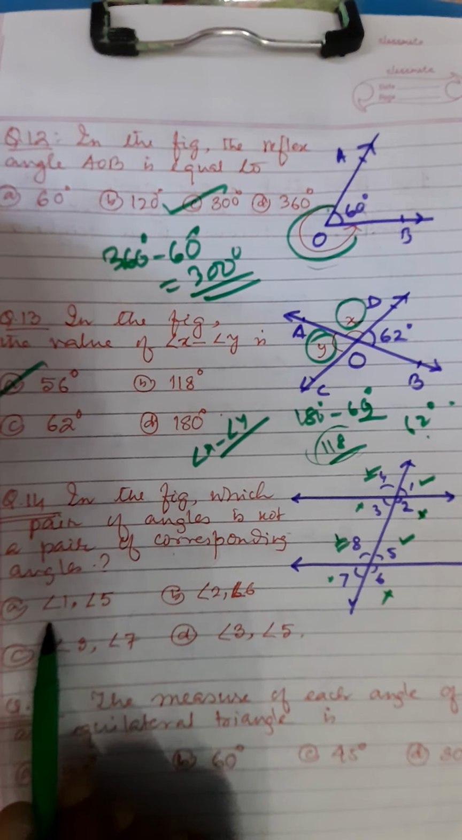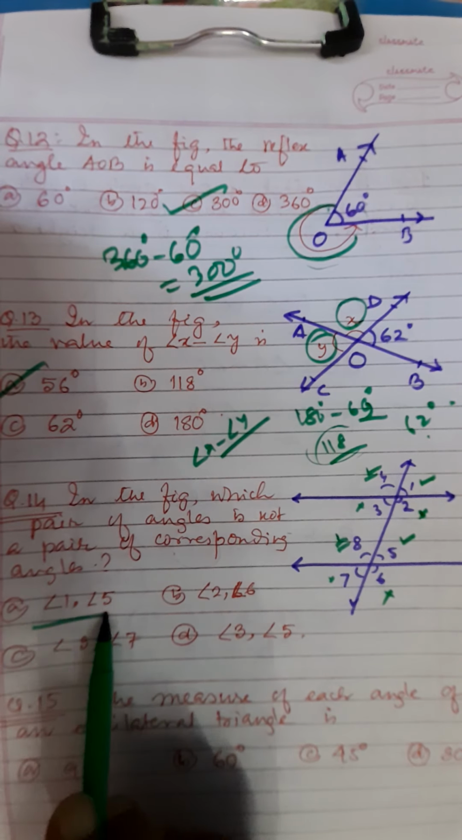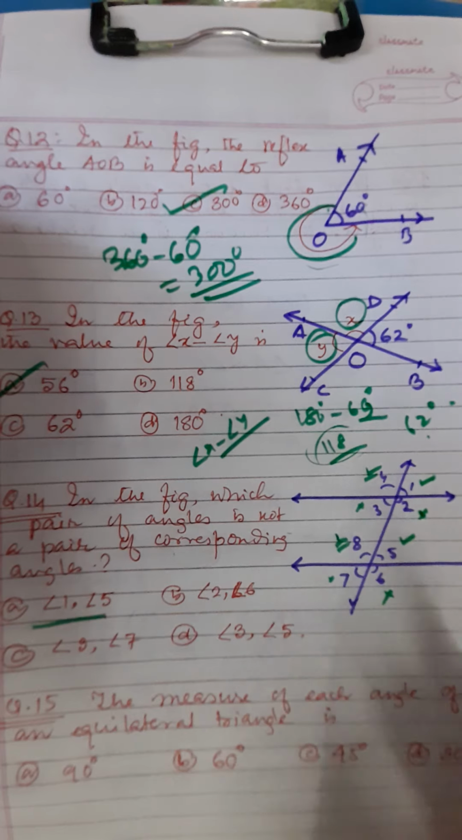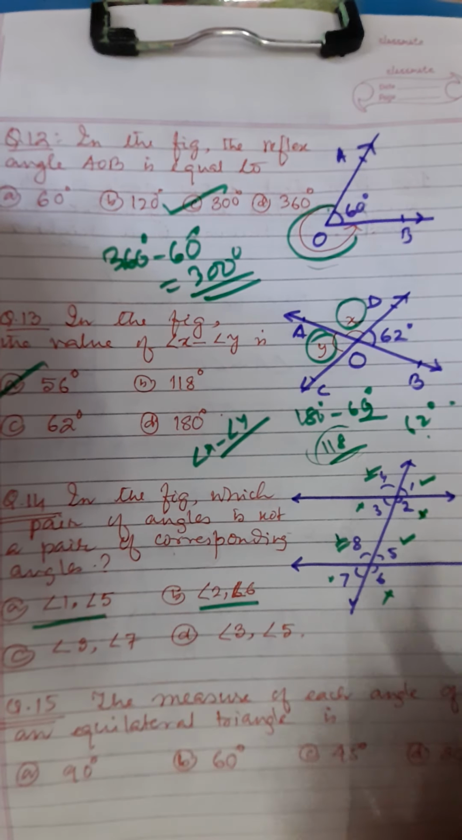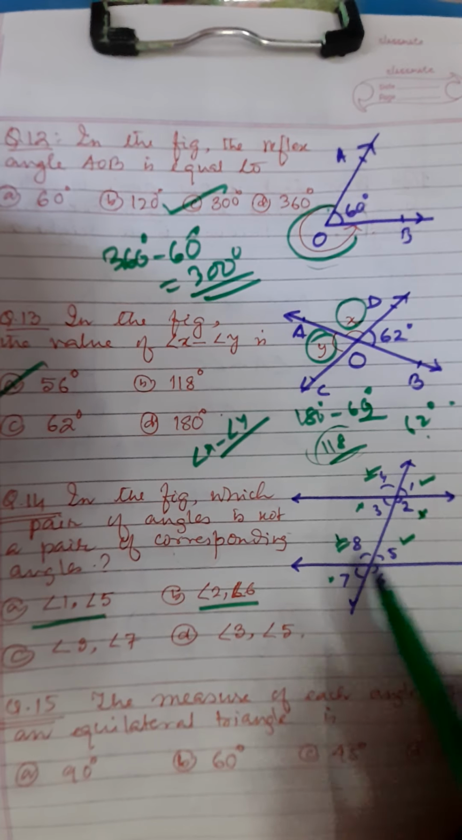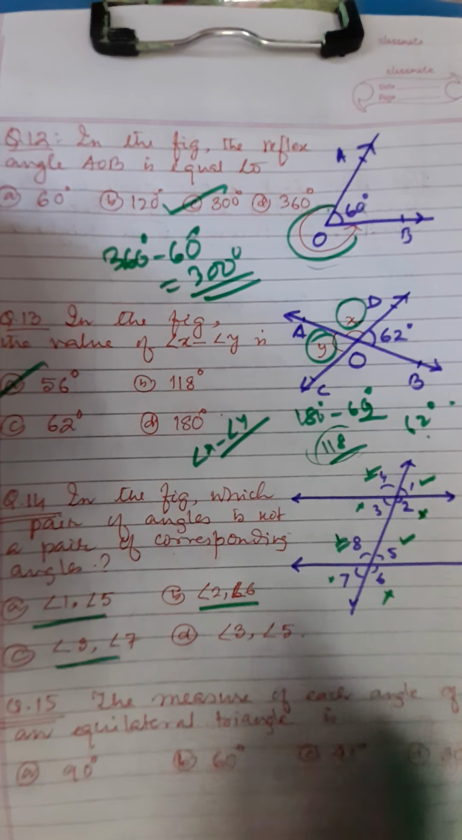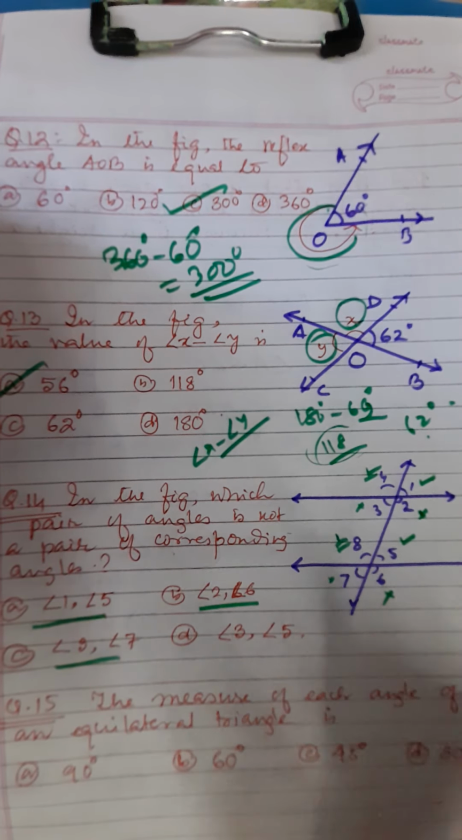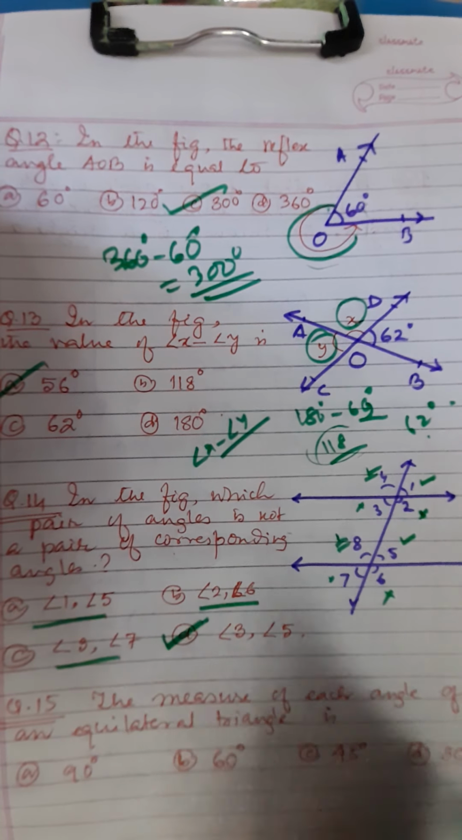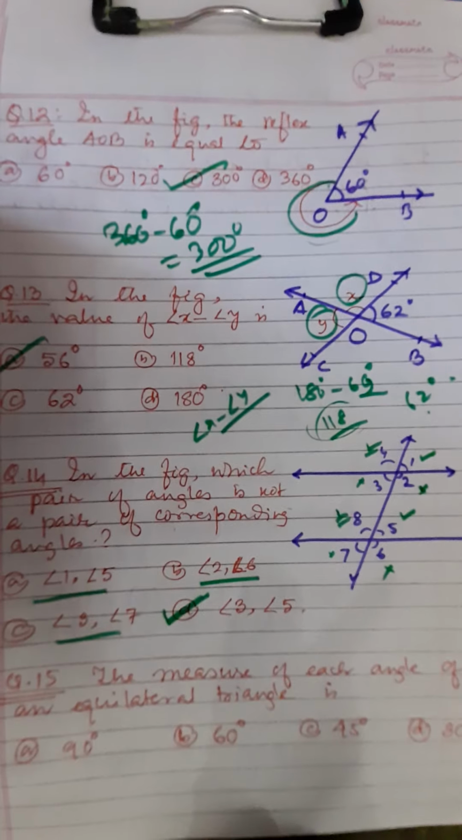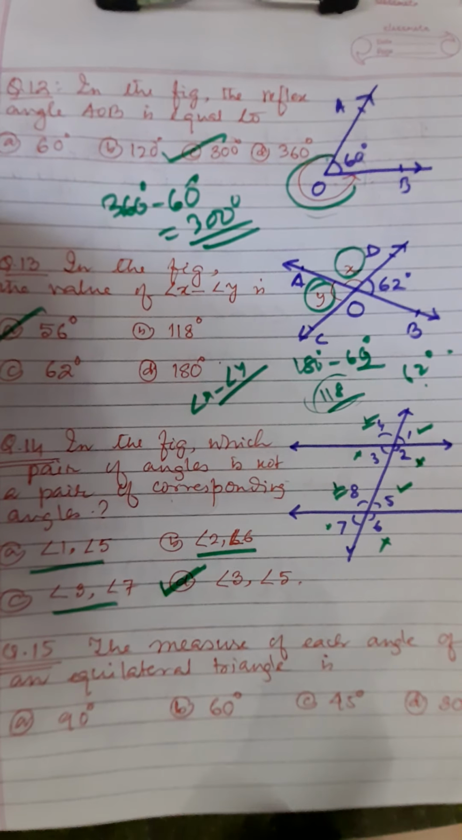So see, angle 1, angle 5 are corresponding angles. 2 and 6 are also corresponding angles. Then 3 and 7 are also corresponding angles. 3 and 5 are not corresponding. We asked which are not corresponding angles. So 3 and 5 are not corresponding, they are alternate angles.